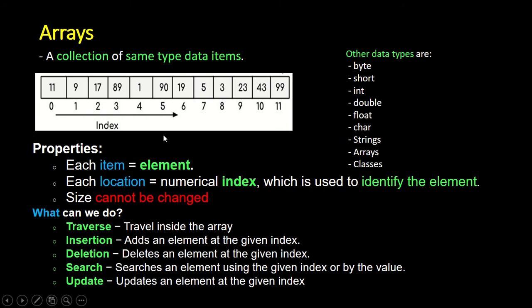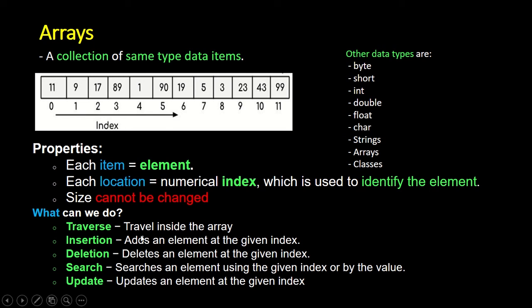Alright, so in an array, each item is what you call an element, and each location is a numerical index, which is used to identify the element. So you can see it right here. The location is right here, the 0. This is what you call index. So at index 0, the element is 11. At index 1, the element is 9. This is what you use to find the location of the element.